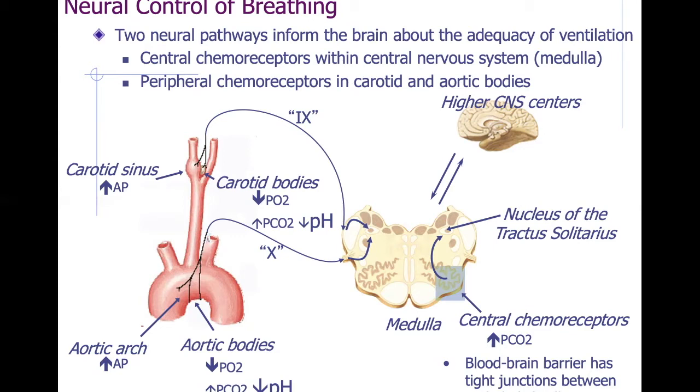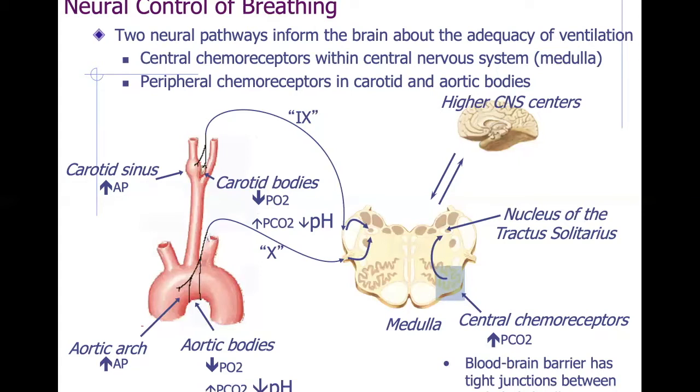We have a backup system located here in the aortic arch and also in the carotid bodies right here in our neck that is looking at levels of oxygen. And whenever our levels of oxygen drop too low, then it is also a stimulus for us to breathe.